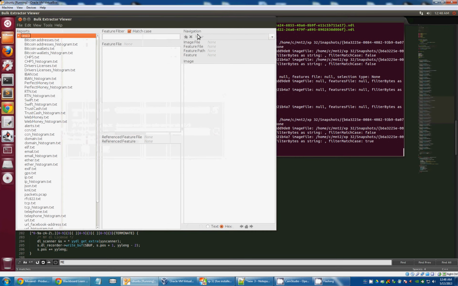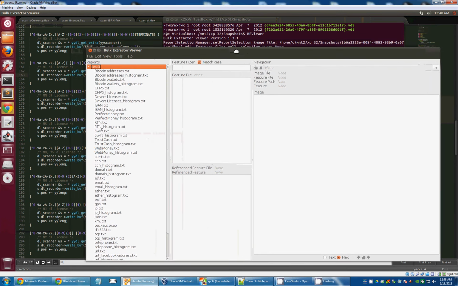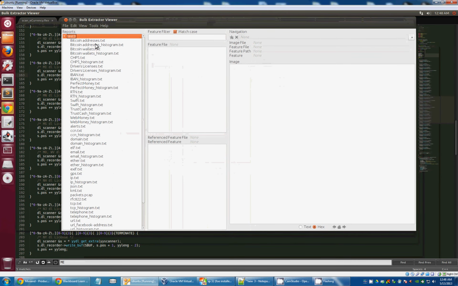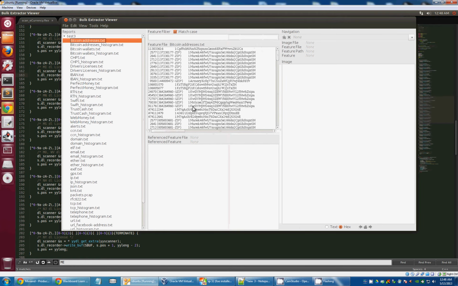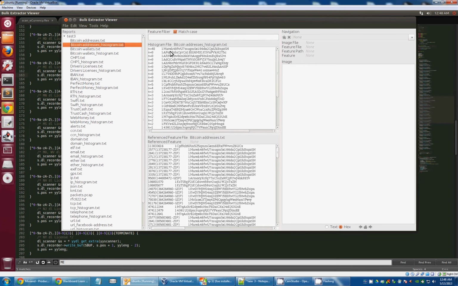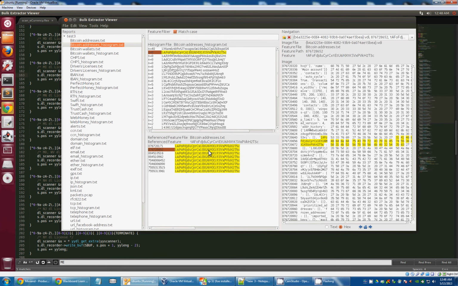All right, so here we go. I'm just going to go through some of the feature extractors that I spoke about. We'll start off with the Bitcoin addresses. We can see here that it looks like we got a hit. Look at the histogram. Some pretty good looking ones. When we look at them, it actually looks pretty good.